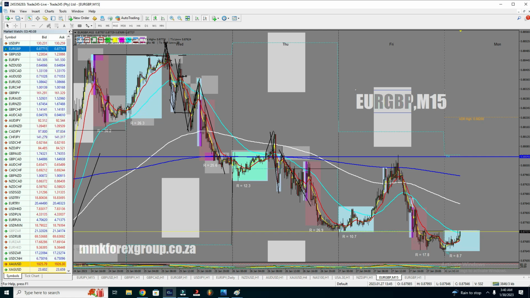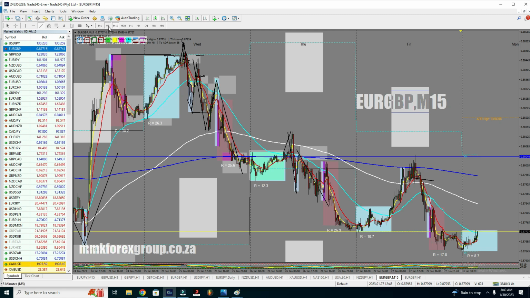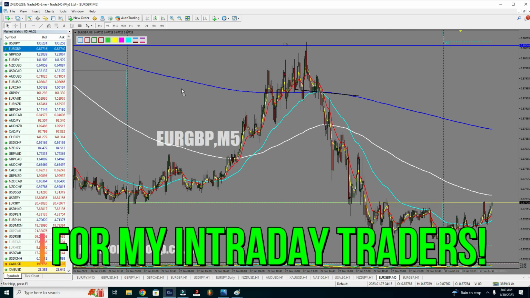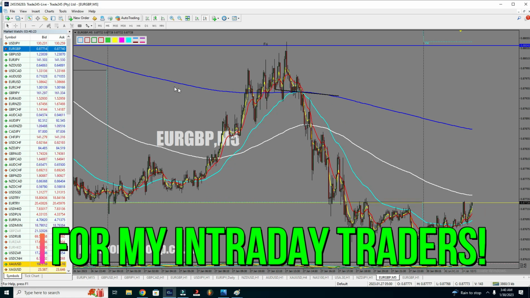This would be a nice entry. And as you can see, if you go down to your M5 time frame, this is where you can actually grab some more pips. You don't need to trade 500 times. You can actually grab all you can from a nice moving pair.